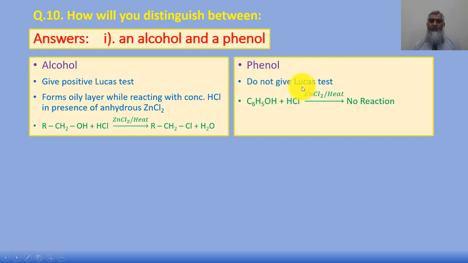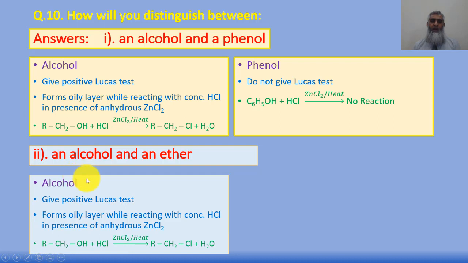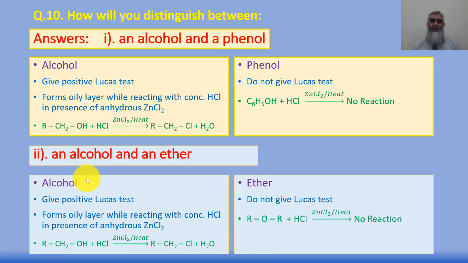Phenol does not give this Lucas test. So no product will be produced when phenol reacts with Lucas reagent. Number 2, distinguish between alcohol and ether. We can identify alcohol and ether by the Lucas test. Alcohol will form an oily layer by reacting with concentrated HCl in presence of anhydrous zinc chloride, while ether does not give this Lucas test. Ether will not give any product on reaction with Lucas reagent.